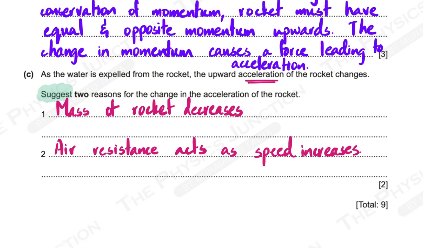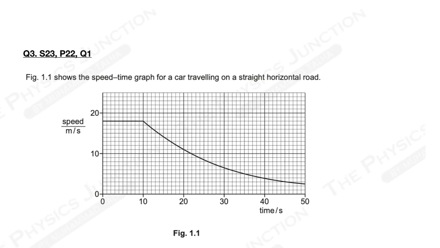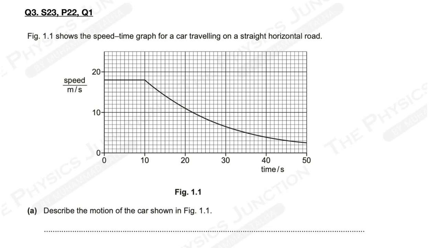Let's go on to the next question. Alright, so this graph shows a speed time graph for a car traveling on a straight horizontal road. It's a speed time graph. So first step, speed time. Next step, gradient is acceleration.